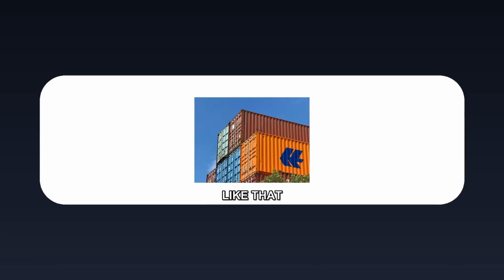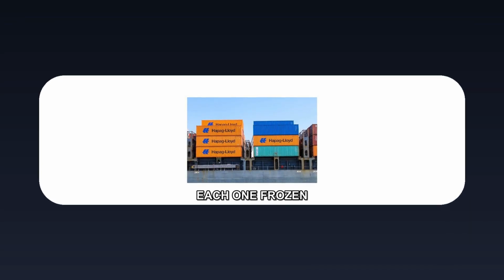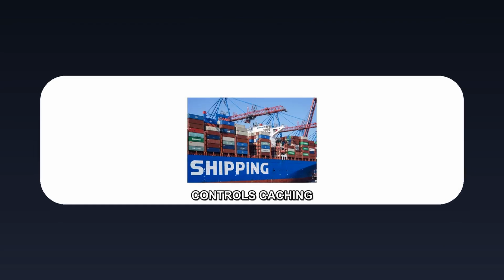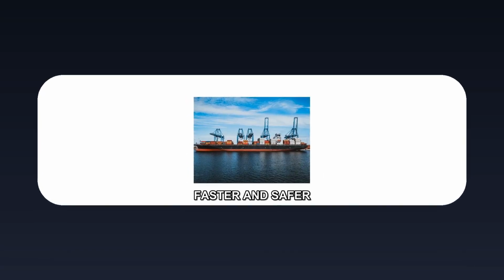Like that layered cake, a build is a chain of layers, each one frozen and hashed, where order controls caching and every layer is permanent. So think in layers and your images get smaller, faster, and safer.